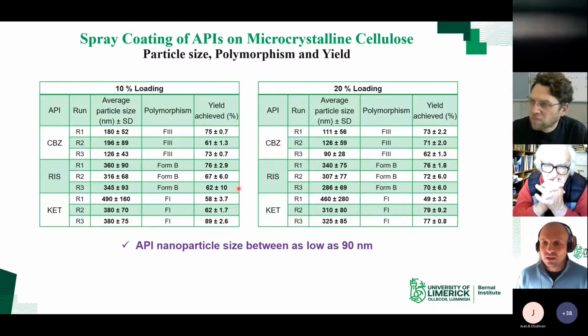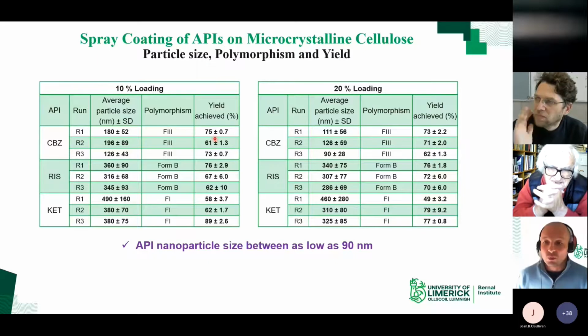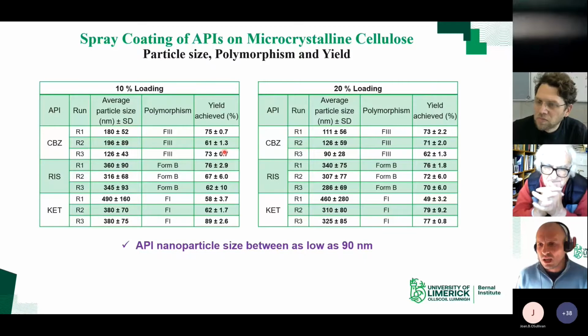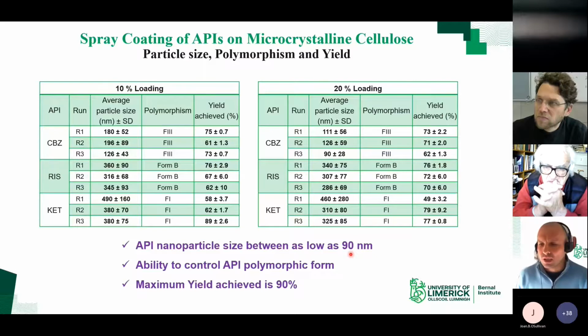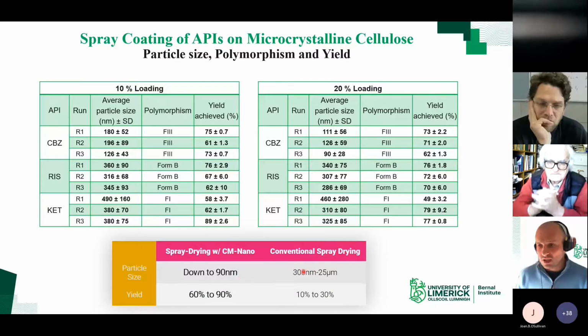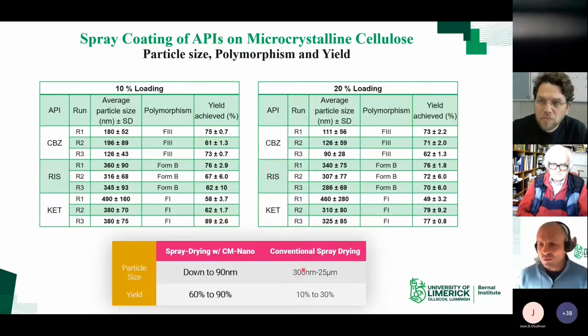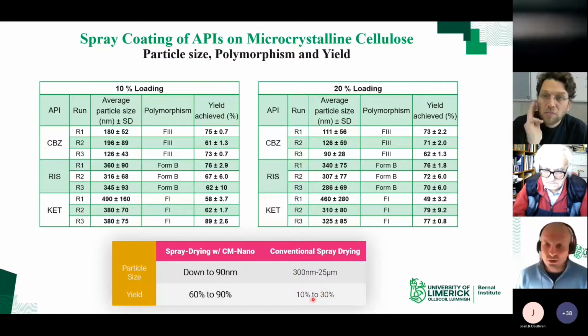The yields obtained here, the collection of these APIs in this spray drying process, were very high. Typically in the conventional nano spray drying process, the yields are 10%, and here we have 75% and so on. So we are producing very small nanoparticles with very high yields. Comparing with conventional nano spray drying, you cannot go much lower than 300 nanometers, and here we are going much lower. Comparing our collection yield, we are going from 60 to 90%, whereas conventional nano spray drying gives you 10% or 30% yield.